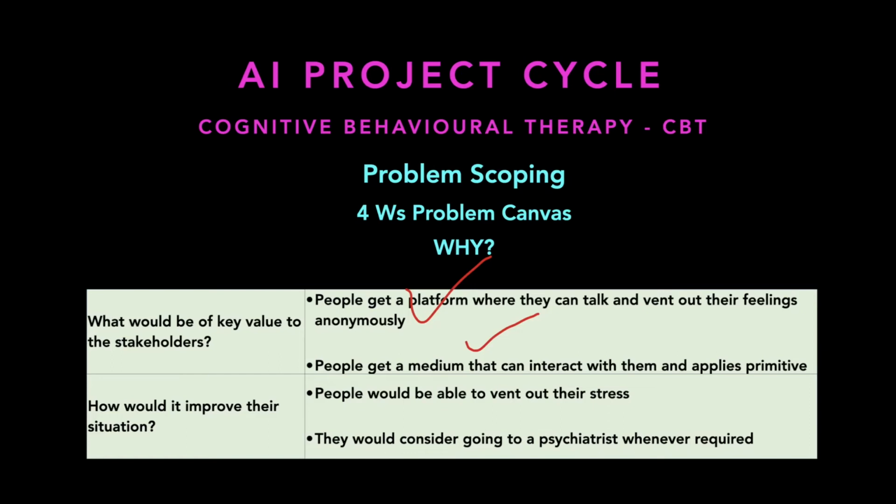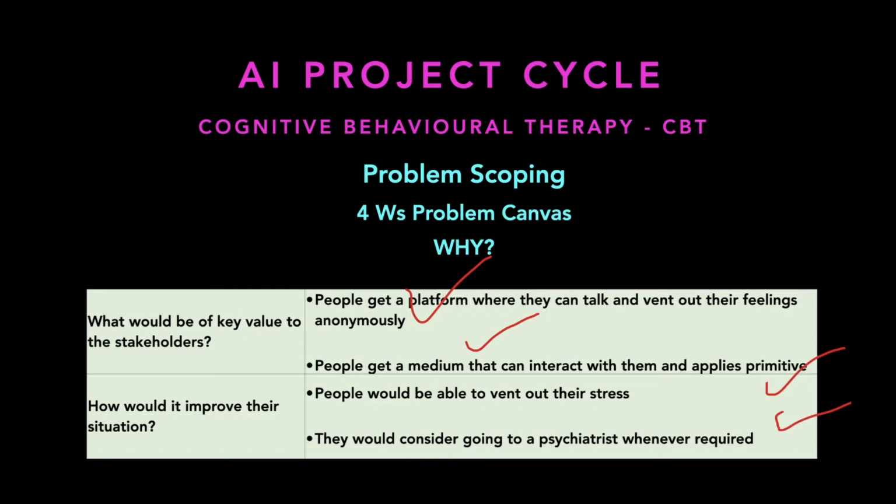And then the next part of why is how would it improve their situation. We all know, right? Whatever feelings are there in our mind, if we are able to vent them out, our stress becomes considerably less, right? So that covers our first point. And then the next point of how is they would consider going to a psychiatrist whenever required.